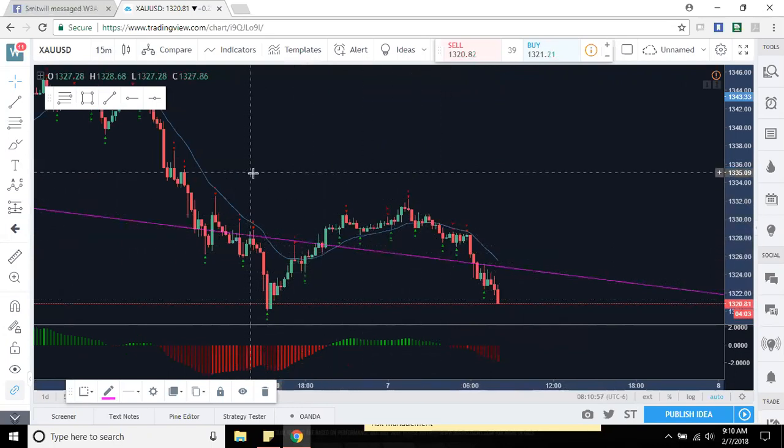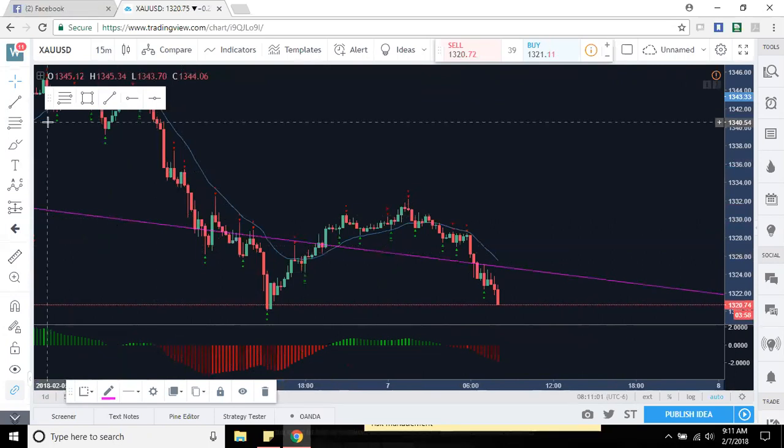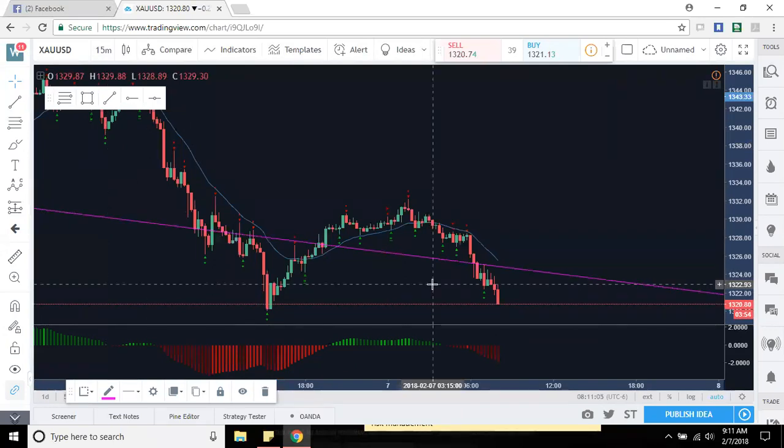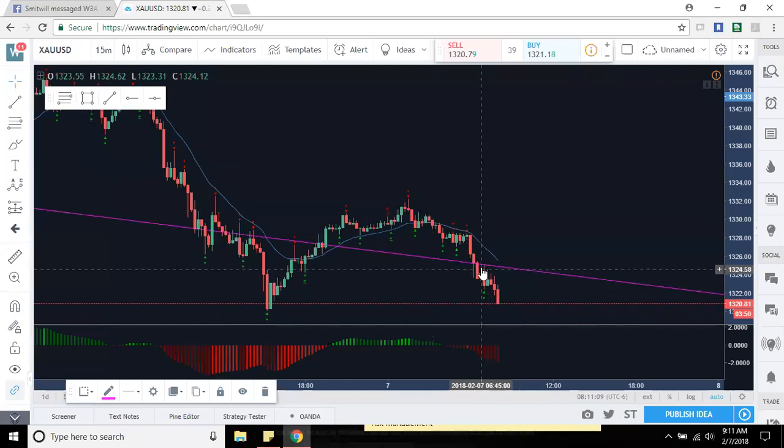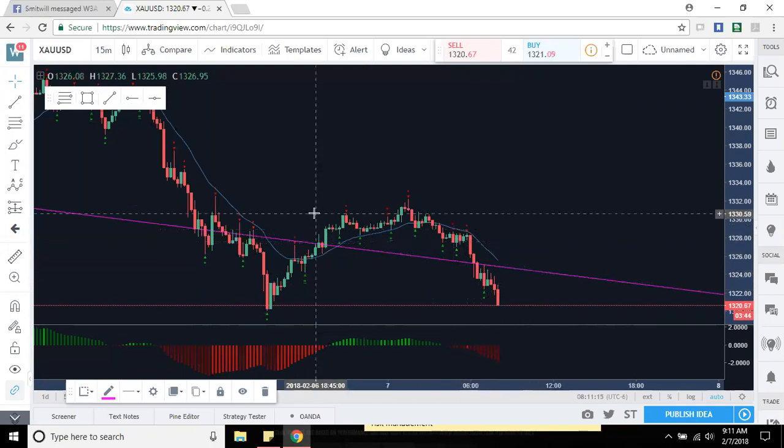let me show you something real quick. If a pullback happens on the 15-minute, you're looking at this whole area right here for your entry, extending all the way up to here.